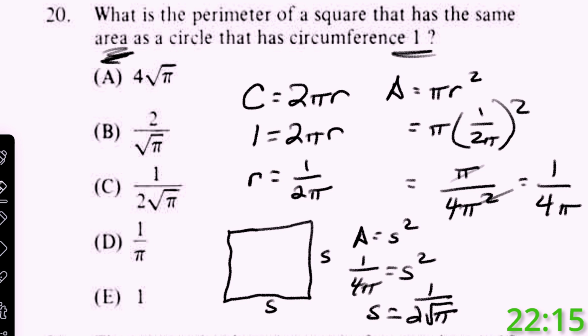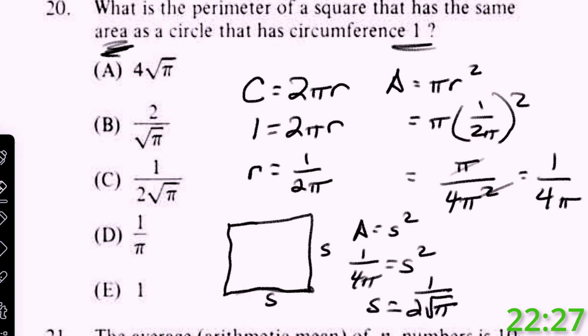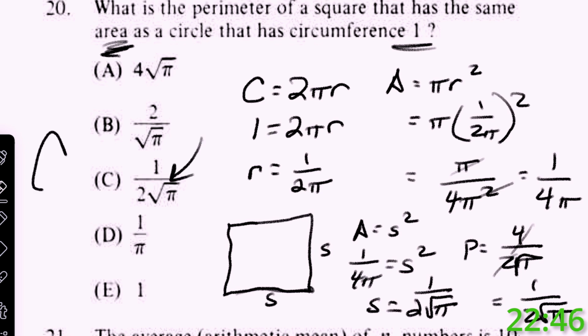This feels wrong. The side is 1 over 2 square root pi, and I want the perimeter, and we know there are 4 sides. So I need to multiply that times 4 to get the perimeter. The perimeter is 4 over 2 square root pi, which is the same as 2 over square root pi. I don't love it, but I'll take it.